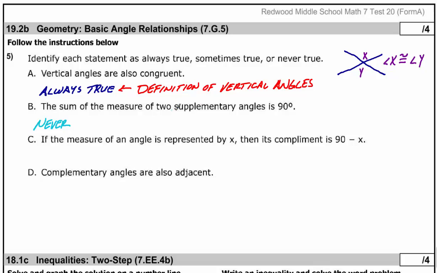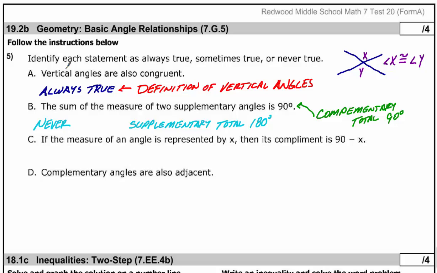And the reason why that's never true is supplementary angles don't total 90, supplementary angles total 180. This total of 90 is an example of complementary angles. So complementary angles total 90 degrees.